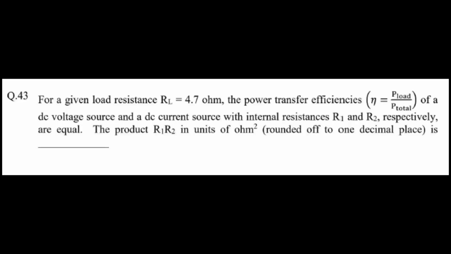For a given load resistance RL equal to 4.7 ohm, the power transfer efficiency is eta equal to power load divided by power total of a DC voltage source and a DC current source with internal resistances R1 and R2 respectively, which are equal. The product R1 R2 in the units of ohm square is dash.